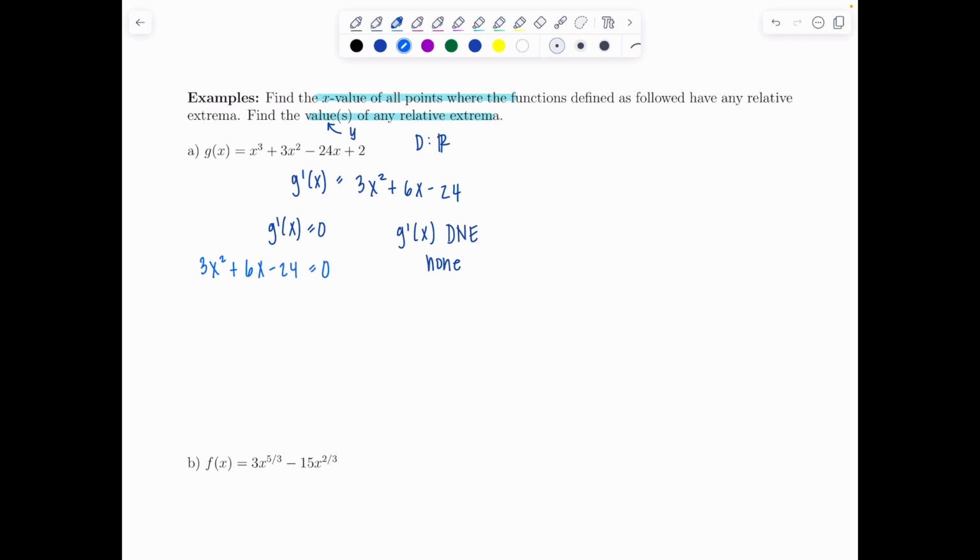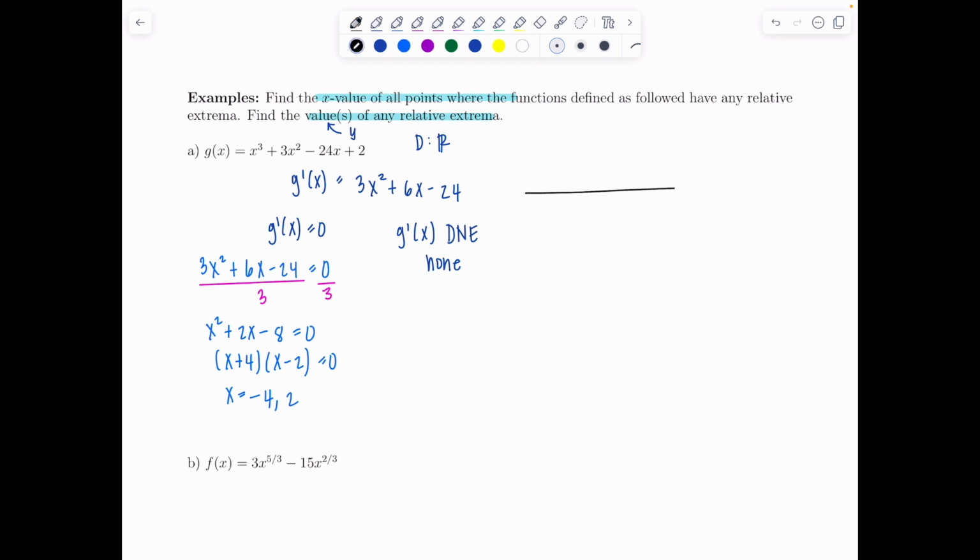You can factor out a 3, or I'm just going to divide everybody by 3, so I don't even have to look at it anymore. So divide by 3, divide by 3. Then this is x squared plus 2x minus 8 equals 0. So it's looking like this will factor, right? And we can find the critical numbers pretty easily. This will factor into x plus 4 times x minus 2 is 0. And so we end up with x equals negative 4 and x equals positive 2. Good. So those are my only two critical numbers.